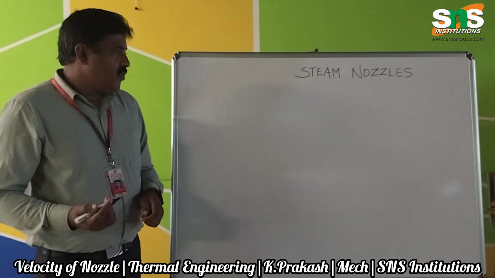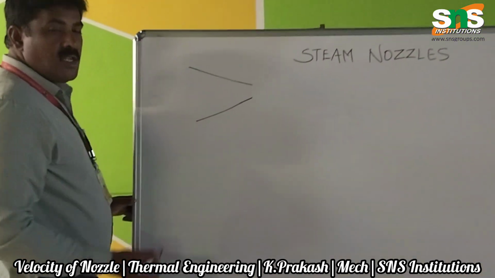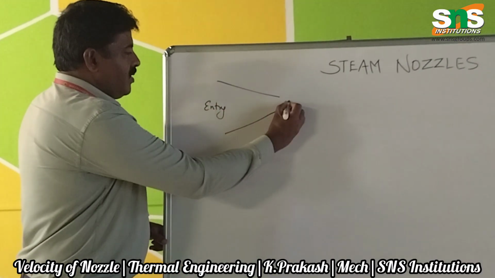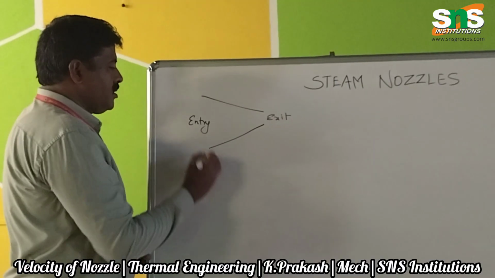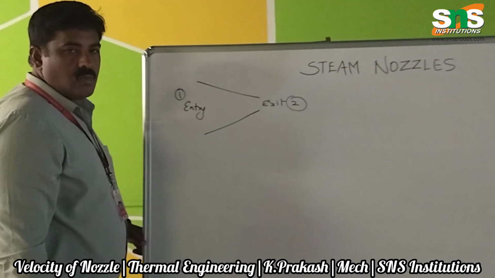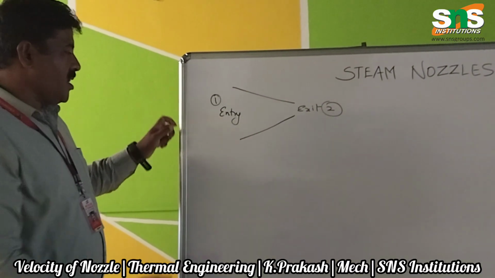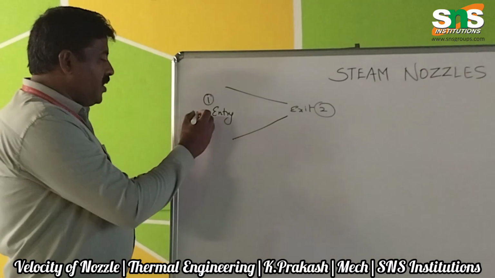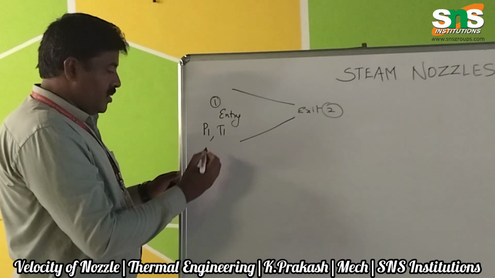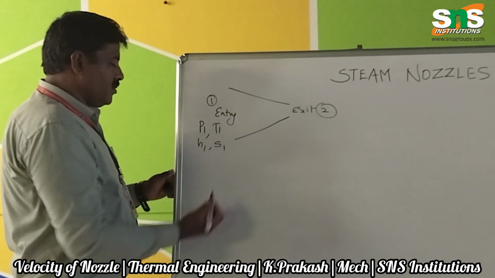If you take a steam nozzle, we will take an example, this is a steam nozzle. So this is entry and we will take this as exit. At the entry we are assuming as 1 and the exit we are assuming as 2. Here the parameters involved at the entry, taken as 1, are for example, if the steam enters with the pressure P1, temperature T1 and enthalpy H1 and then entropy S1.